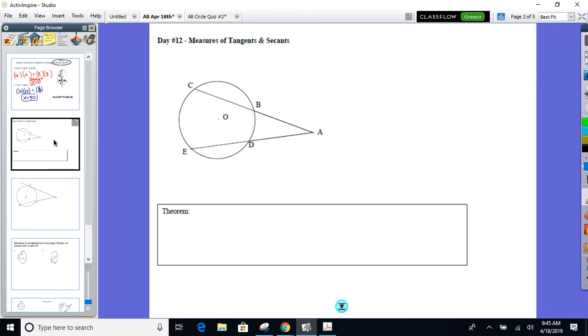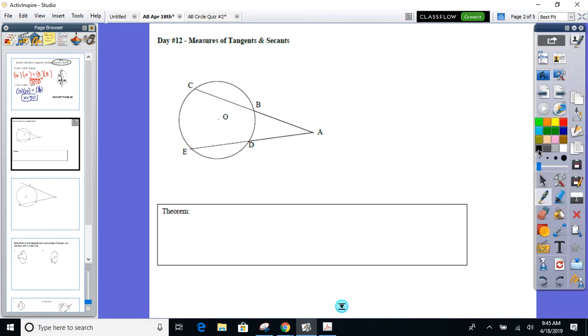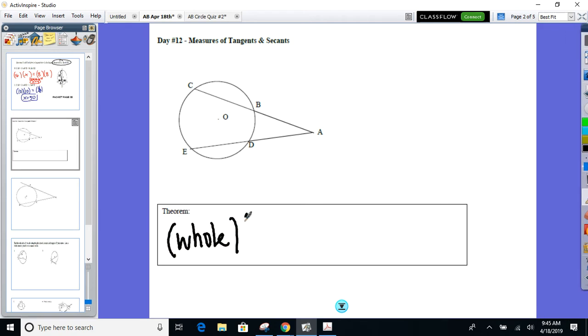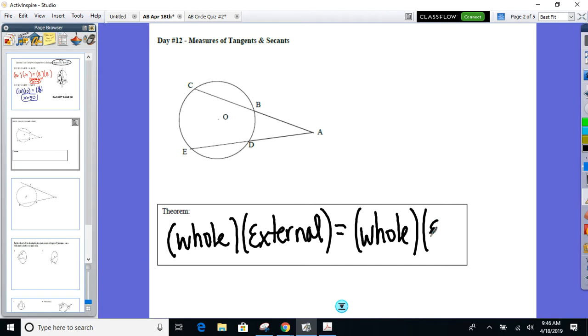All right, now I want to find the lengths of these. I'm going to give you the theorem, and I want to see if somebody can apply it to the diagram. Here's the theorem for tangents and secants. To find the lengths of them, I use whole times external. Do we know what the word external means first? Whole equals whole times external. That's all I got for today.